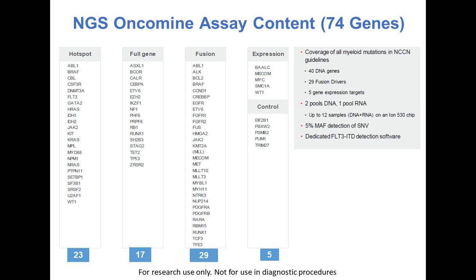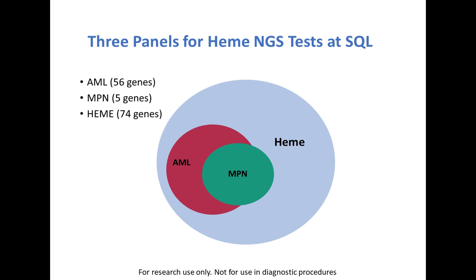This is the NGS Oncomine assay content. There are 23 genes with hotspots, 17 genes with 4 gene coverage, 29 fusion drivers, and 5 expression genes. We slice 3 panels for the testing. We have AML, 56 genes, MPN 5 genes, Heme 74 genes.